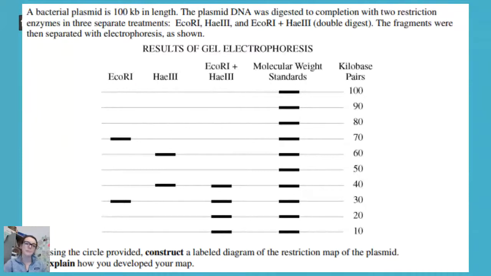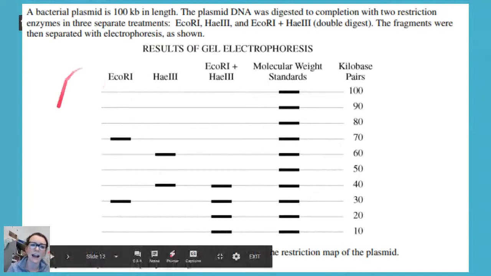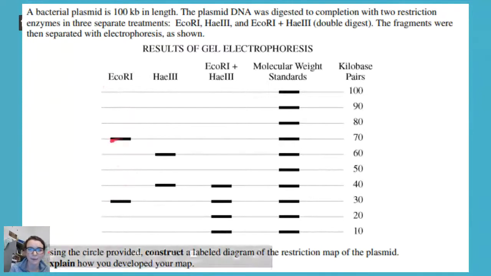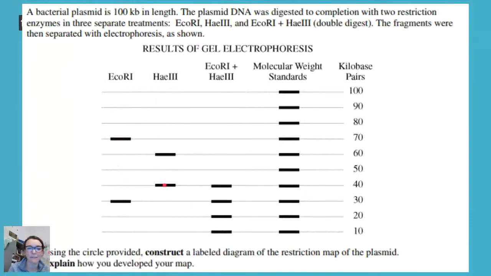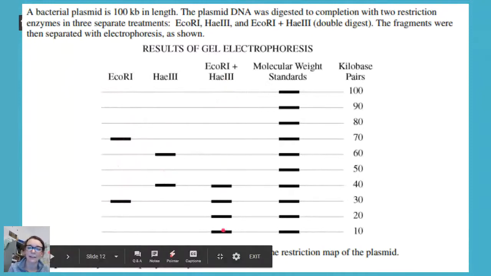All right, so a bacterial plasmid is 100 kilobases in length. The plasmid DNA was digested to completion with 2 restriction enzymes in 3 separate treatments, okay? So we broke apart our bacterial plasmid with EcoRI, and we got 2 different segments: a 70 kilobase segment and a 30 kilobase segment. When we digested it with HaeIII, it broke apart into a 60 kilobase and a 40 kilobase segment, and then when we broke it up with both, we got 40, 30, 20, and 10 kilobase.